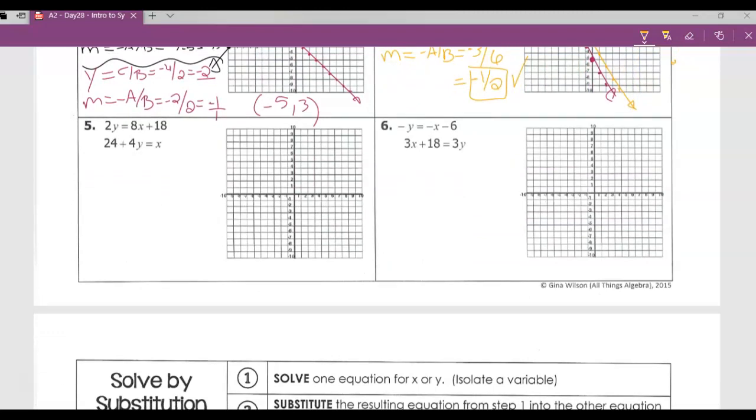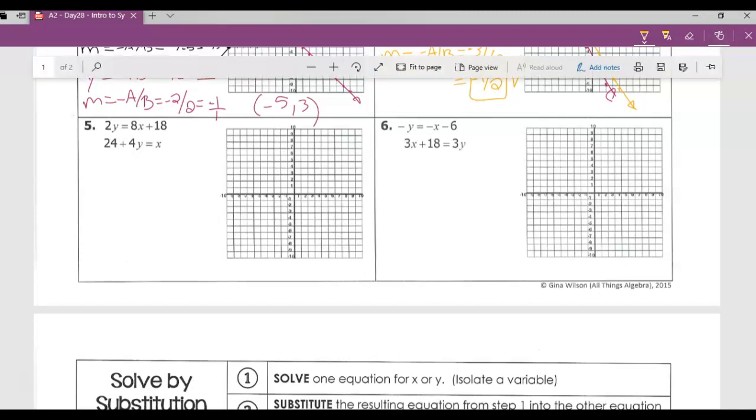So for number 5, we have 2y equals 8x plus 18, and then 24 plus 4y equals x. Neither of these two are in standard form or in slope-intercept form. So it's up to me to pick one of those forms and get it into. If possible, simplify these things. Like for example, in the first equation, 2, 8, and 18 can all be divided by a similar number, in this case, 2. You can only do this method if everything is divisible.